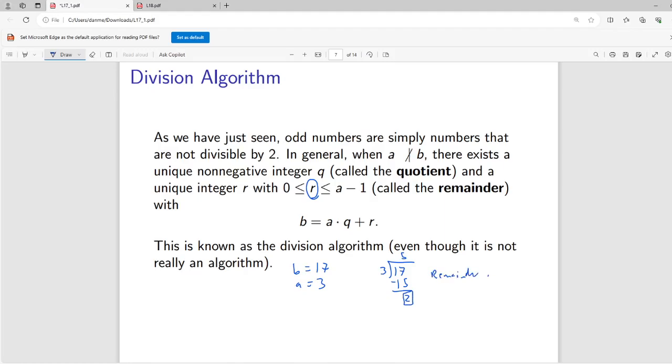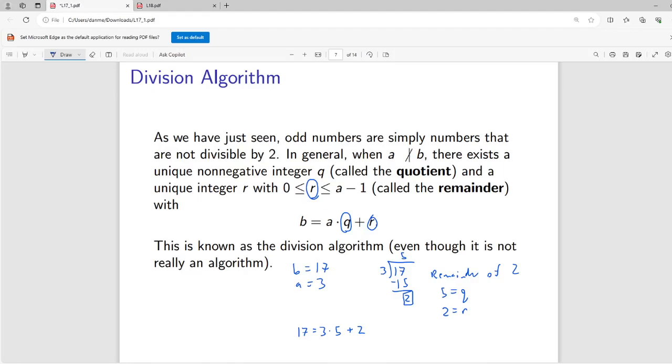Now 5 is called the quotient, so we'll let q be equal to 5, and 2 is called the remainder, so we'll let r be equal to 2. And this is exactly the same q and r we have for the division algorithm. So this says basically that 17 is equal to 3 times 5 plus 2. Filling in that my b is 17, my a is 3, my q is 5, the number of times that 3 goes into 17, and my remainder after dividing by 3 is 2.